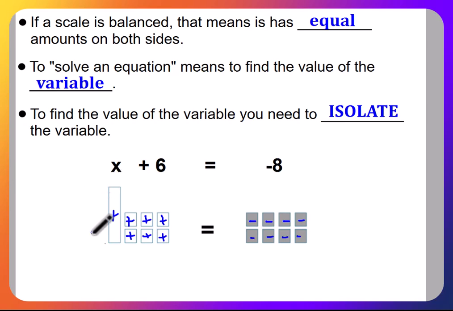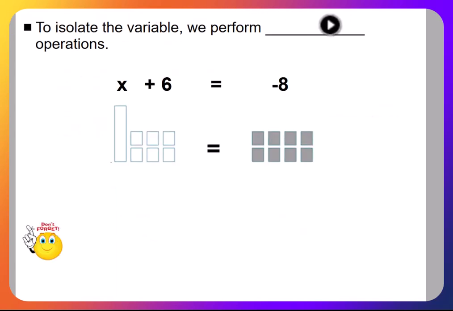Now we need to isolate the x tile. We need to get it by itself. That means somehow we need to remove these 6 positive unit tiles so that we're only left with the x tile. To isolate the variable, we perform inverse operations. Inverse means the opposite. So what is the inverse or opposite of addition? Subtraction. What's the inverse or opposite of division? Multiplication.